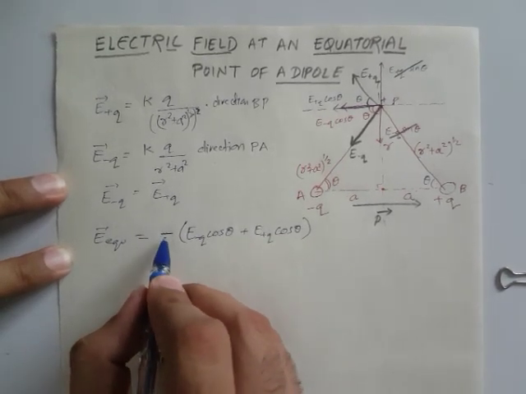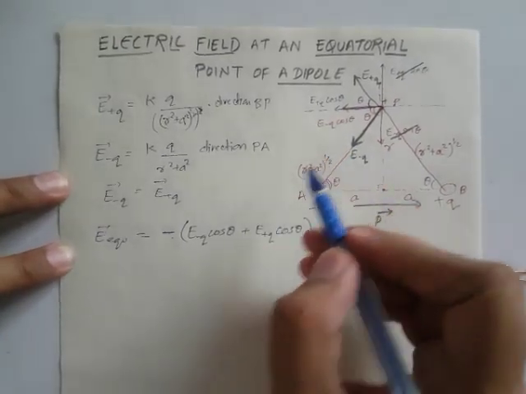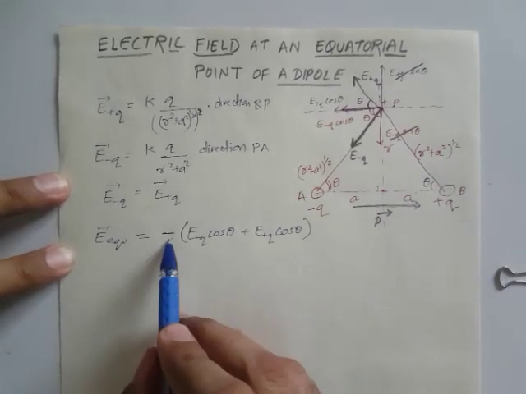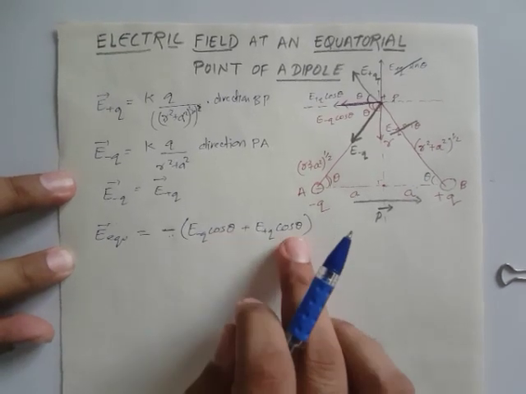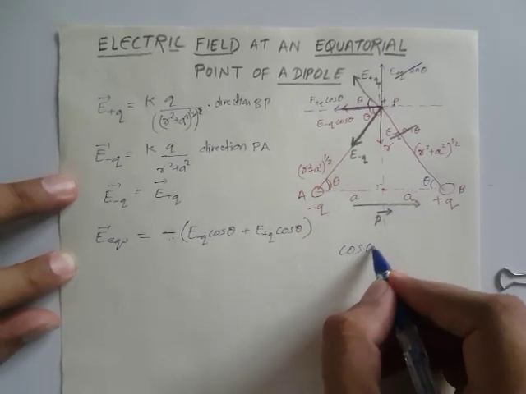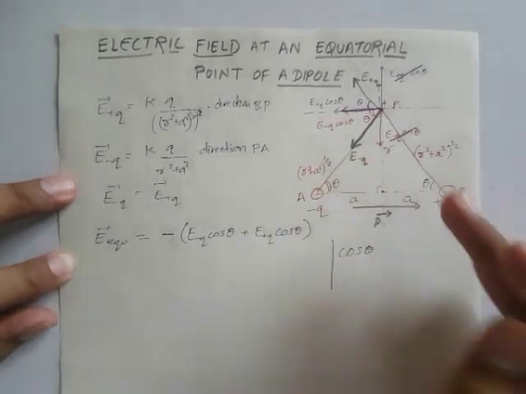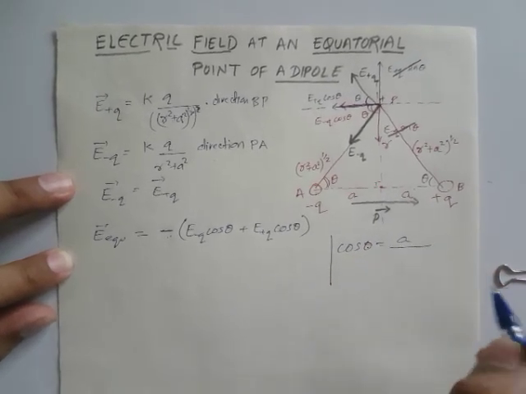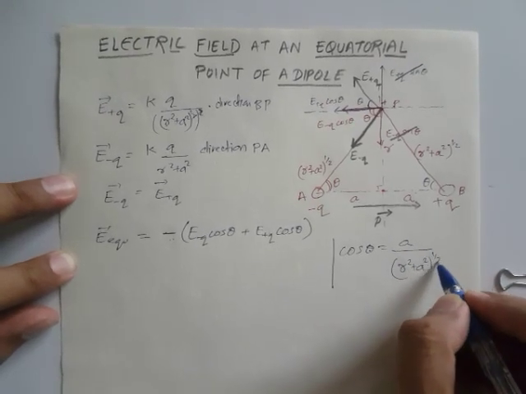Why is it this minus? Because the direction of this total electrical field, that is equatorial, is opposite to the dipole moment. That's why we write the minus over here. Now we get a cos theta component. If both thetas are same, we can take cos theta common. What will be the value of cos theta? Cos theta is base upon hypotenuse. So base is A, upon hypotenuse, which is R square plus A square to the power half.